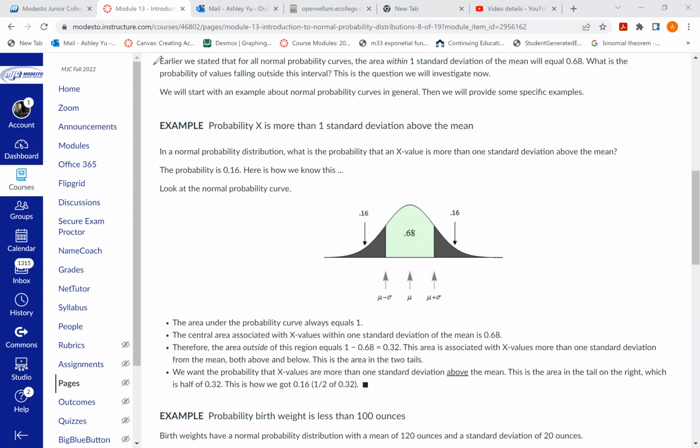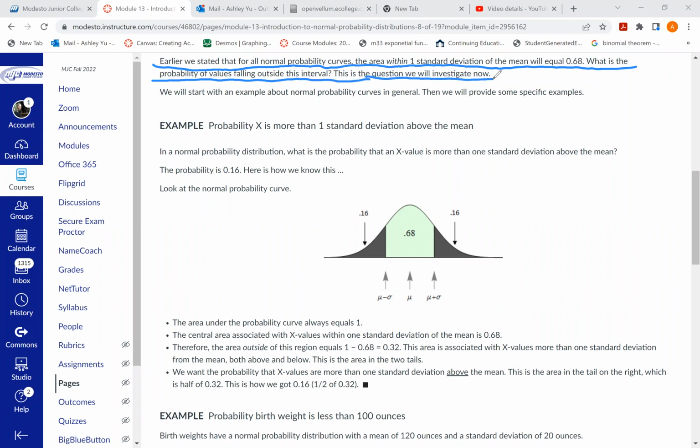Earlier, we stated that for all normal probability curves, the area within one standard deviation of the mean will equal 0.68. That means the area beneath the curve centered at the mean, plus one standard deviation above or one standard deviation below, will be 0.68. What is the probability of values falling outside this interval? This is the question we will investigate now.